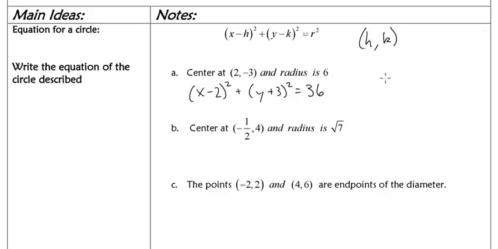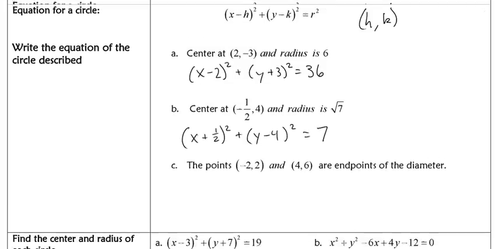All right. Part B, we've got our center at negative 1/2, 4. So that's x plus 1/2 squared plus our y value squared. So y minus 4 squared equals, again, the radius squared. And what's the square root of 7 squared? Well, that's 7.